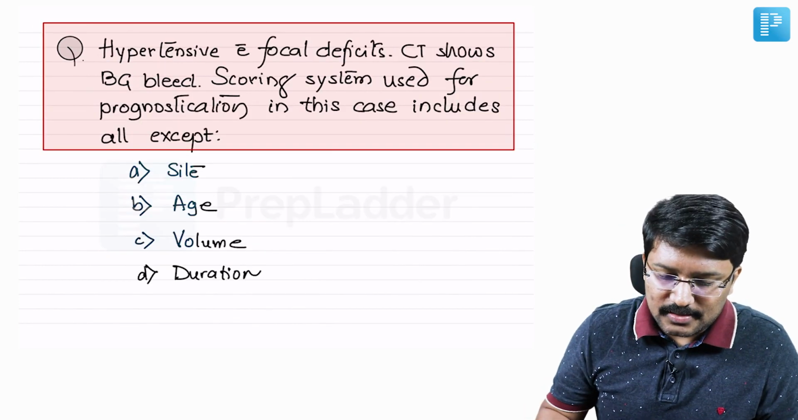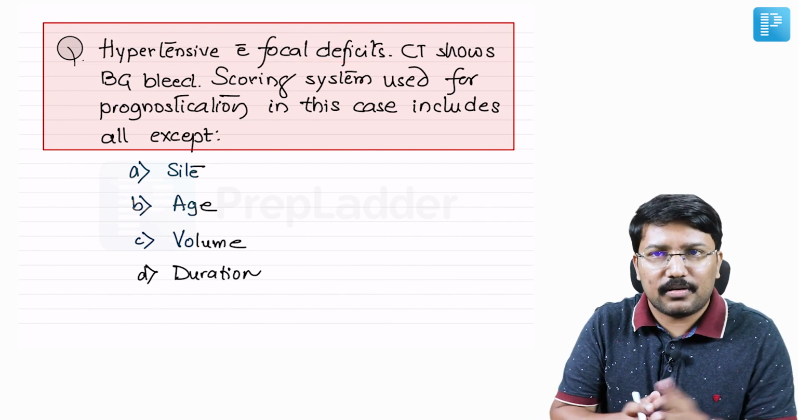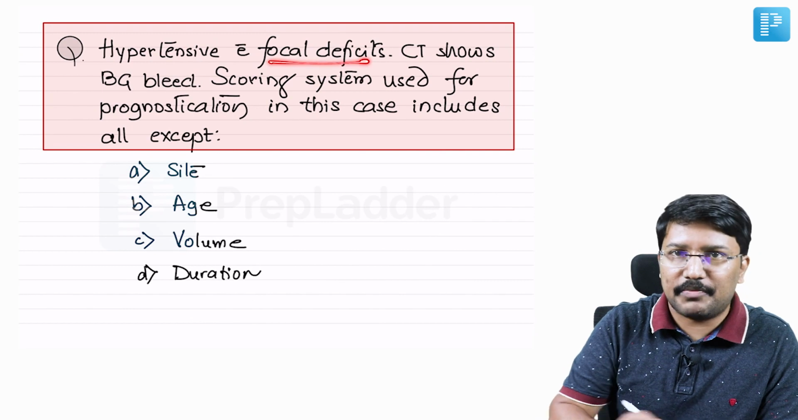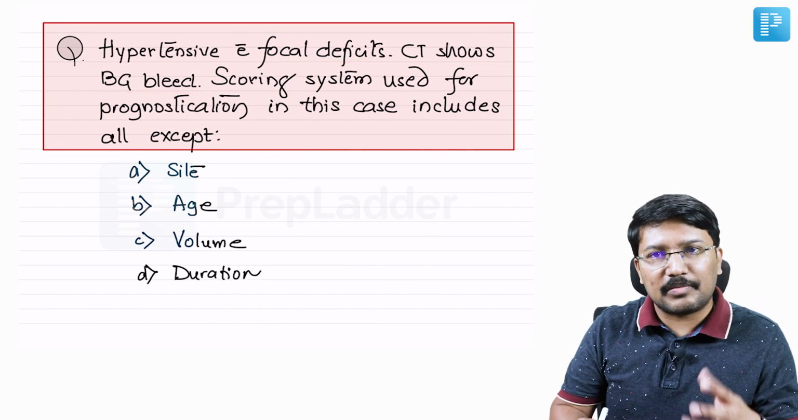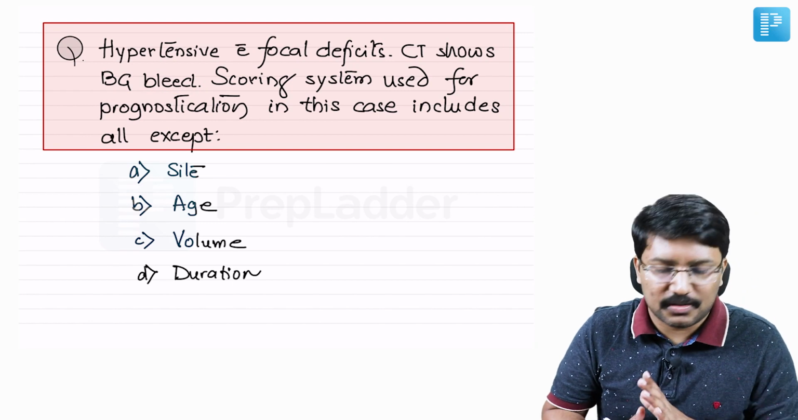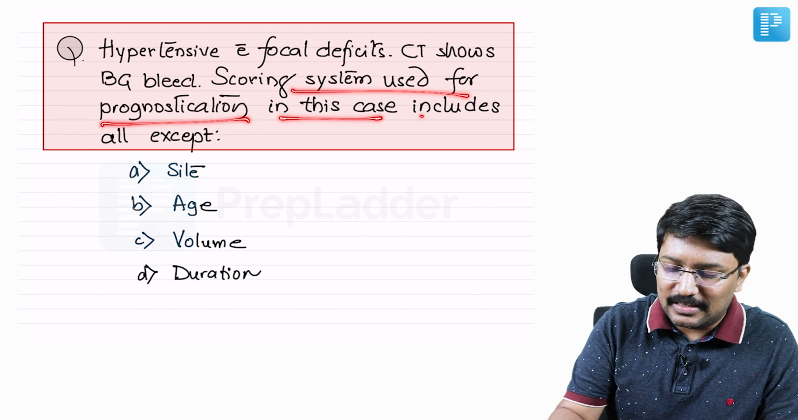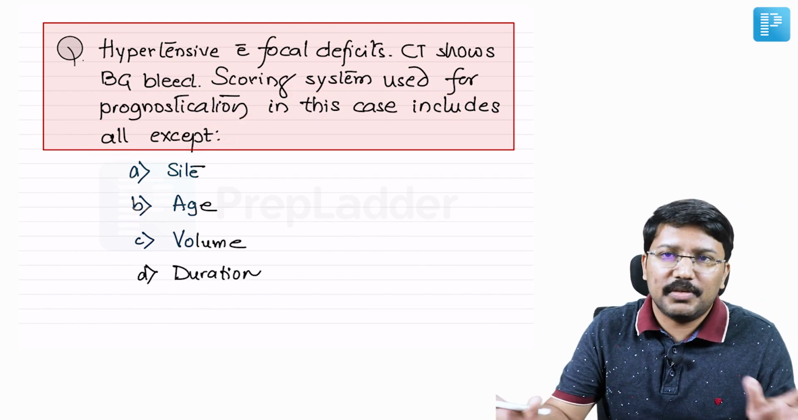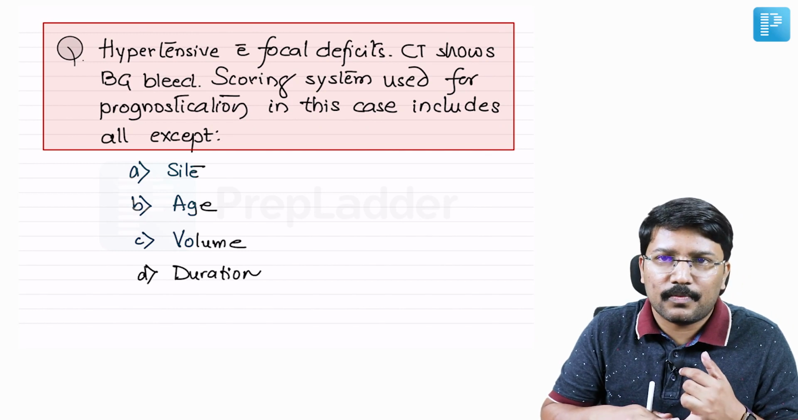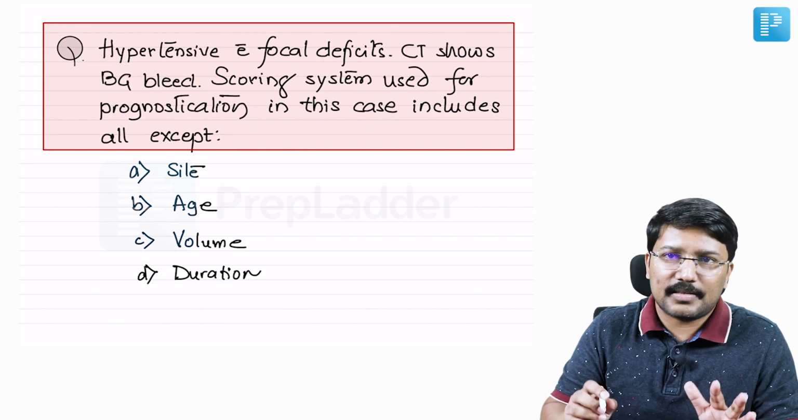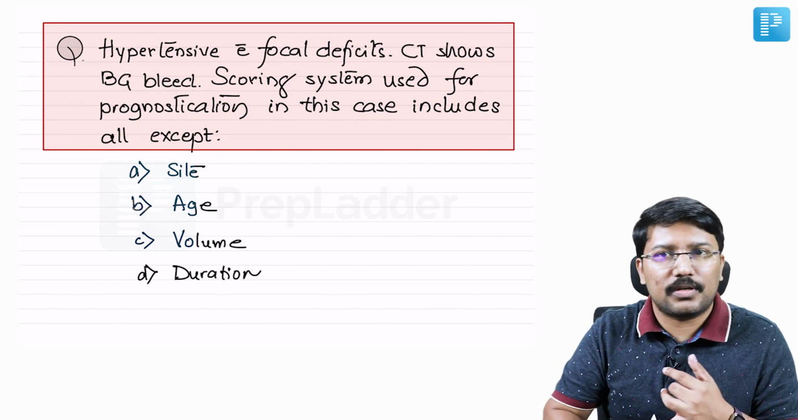The next question is this: a hypertensive patient with focal deficits. We know hypertension is an important risk factor for stroke. CT shows a basal ganglia bleed, the anticipated site of bleed in a hypertensive patient. The scoring system used for prognostication in this case includes all except. Very much anticipated question. I keep stressing the role of scoring systems. At least one question is what I anticipate, and in this series, I think there are multiple questions centered around scoring systems.